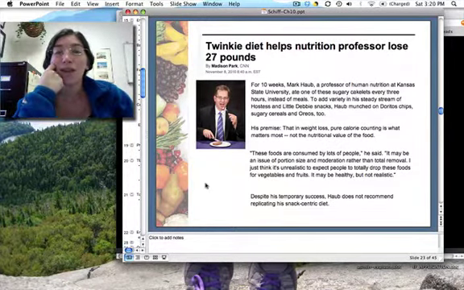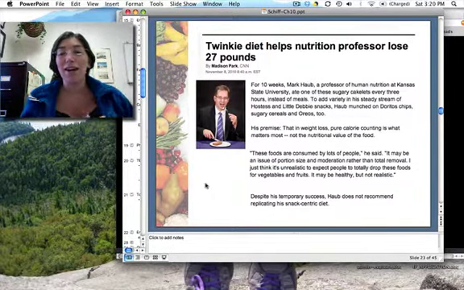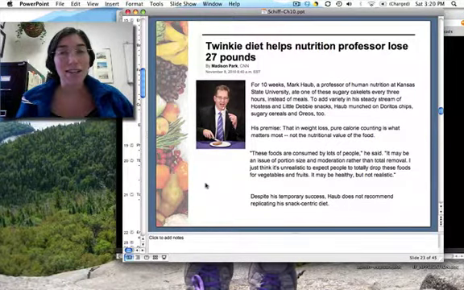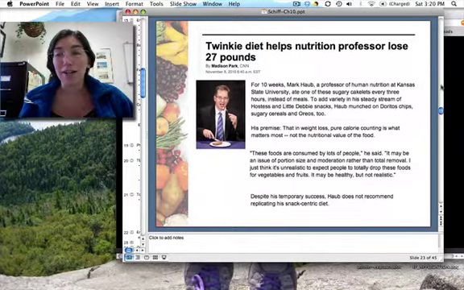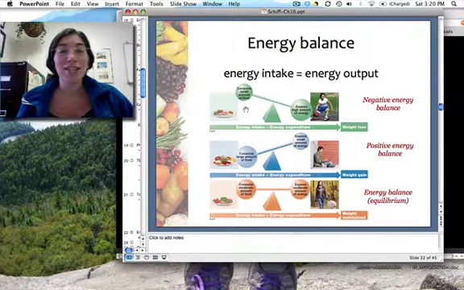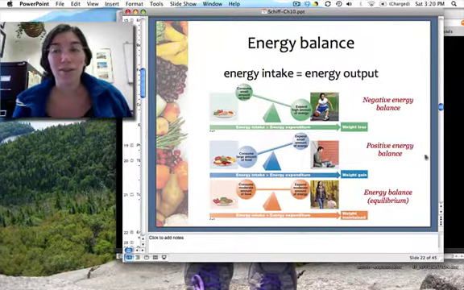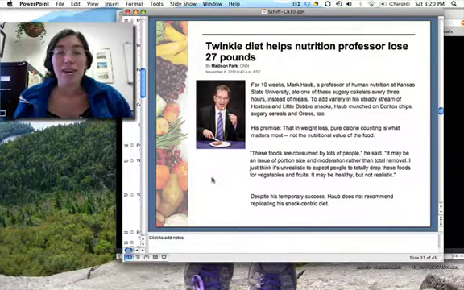And he only ate, I think his diet was 1,800 calories a day, and he worked out several times a day, so that he was falling into this category of negative energy balance. So he was eating 1,800 calories a day of junk food, but he was exercising enough to burn 2,200 calories a day or something like that. And he lost 27 pounds.